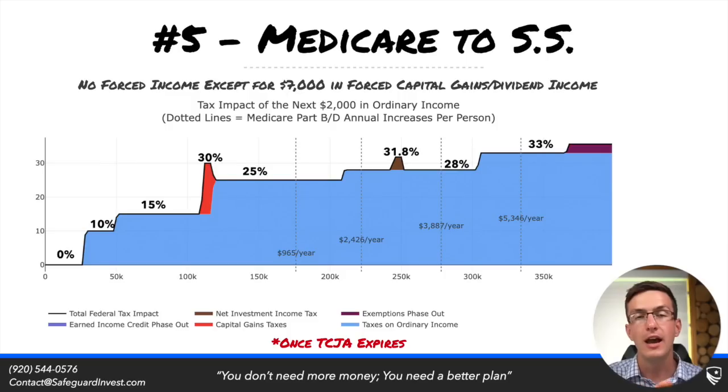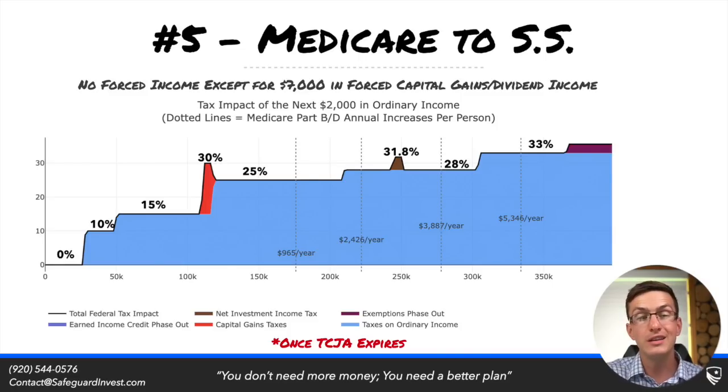Now, while this couple is on Medicare and still has yet to file for Social Security, they're going to be moving past the Tax Cuts and Jobs Act. And on the screen, I have an update of what this graph looks like once the Tax Cuts and Jobs Act expires. And now you'll see it still makes sense to show some income, but we're going to be paying some higher rates as we start to show that same amount of income.